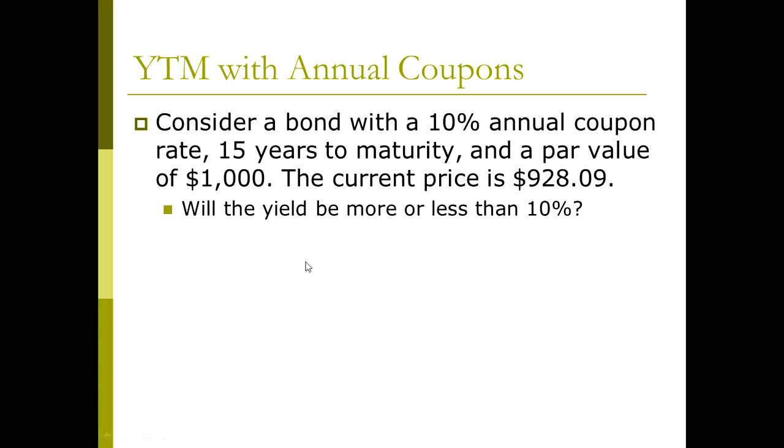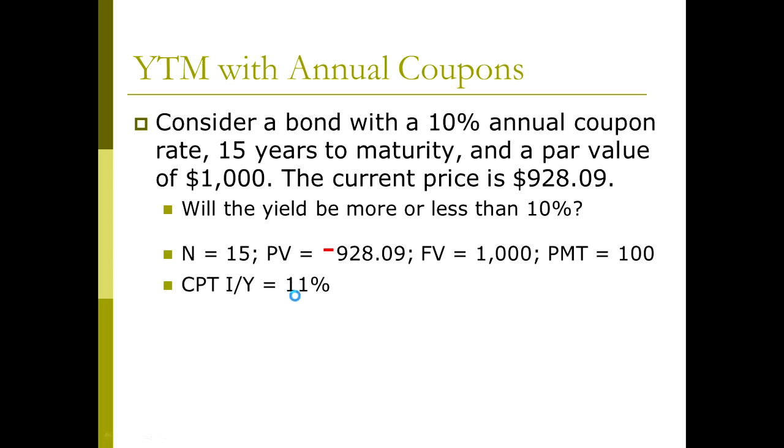So consider a bond: 10% annual coupon rate, 15 years to maturity, par value $1,000, current price $928. So what is the yield? First of all, think about whether the yield is higher or lower than 10%. Recall the definition of premium bond and discount bond. Pause the video here and think about this.